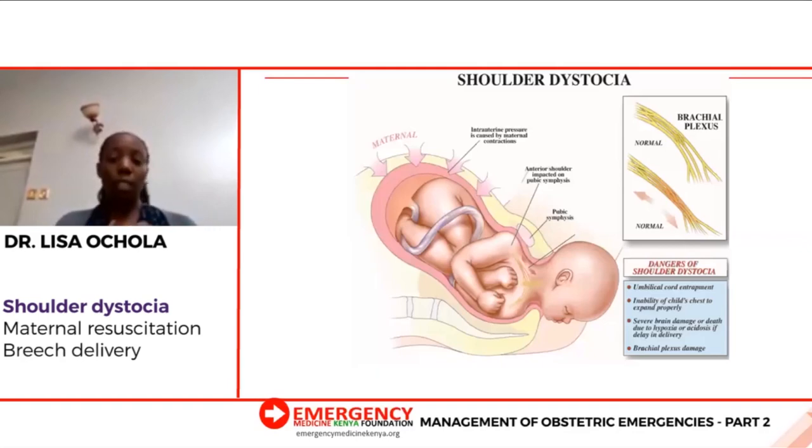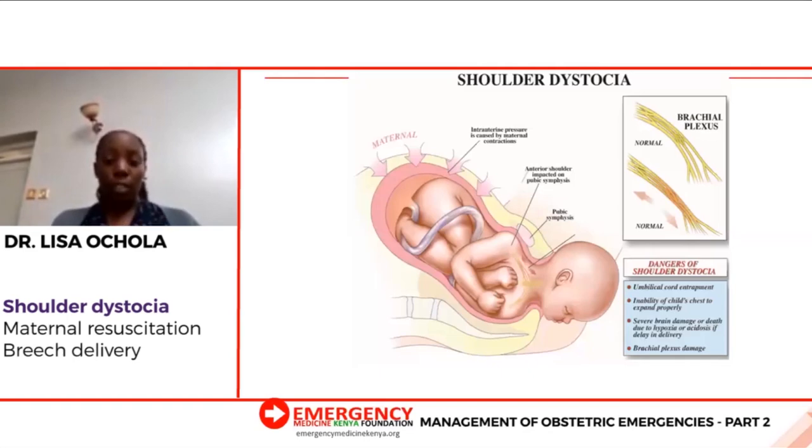The child's chest definitely is not going to expand properly at the time. Fetal hypoxia is a very big factor because of delays in that delivery. And as you're trying to deliver, not only can the fetus get brachial plexus damage, but there can also be fractures as well, which is really dangerous for this child.